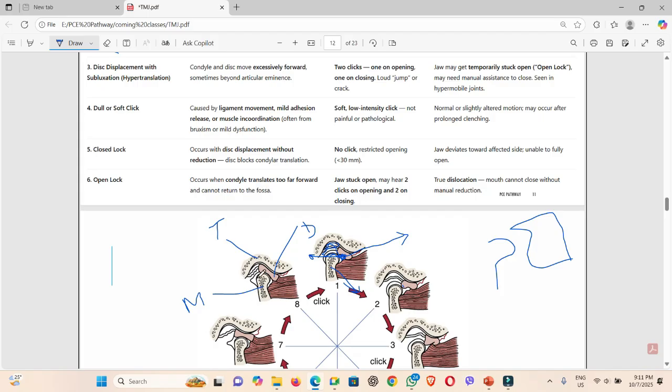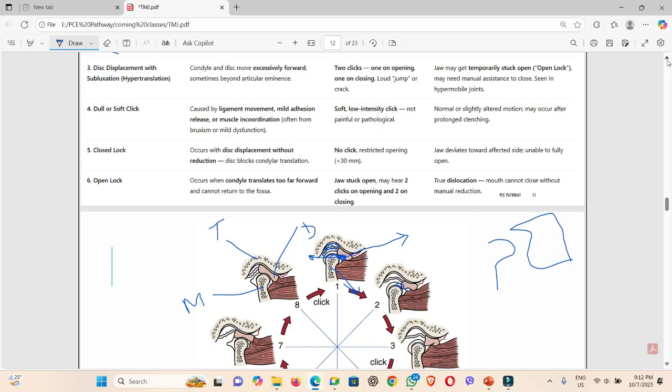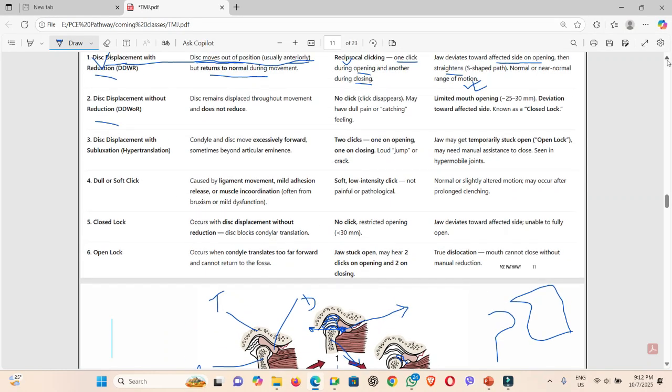We will hear one click when this condyle is jumping from this posterior portion of the disc and gets reduced at the center, and then it has to jump off that bump. Then we'll hear the second click. Second click, yes.